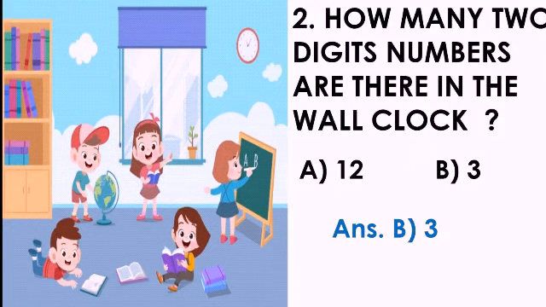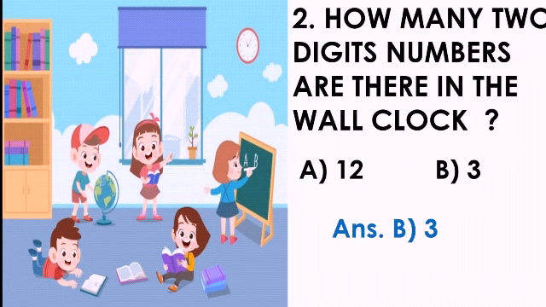Now, my dear students, let us check what is the second question. How many 2 digit numbers are there in the wall clock? Option A, 12. Option B, 3. See, in the wall there is a wall clock. But the wall clock is not visible here properly. But you know that generally in a wall clock, how many numbers are there? There are numbers from 1 to 12.